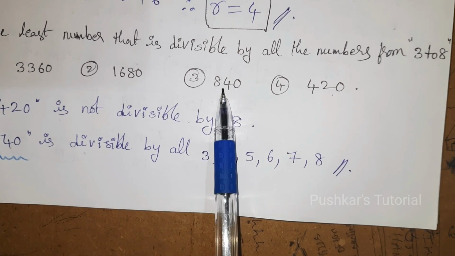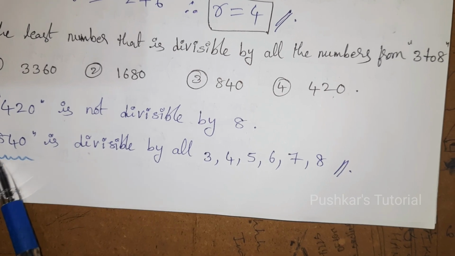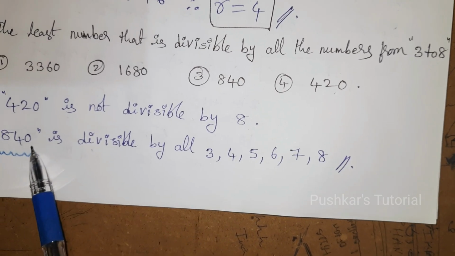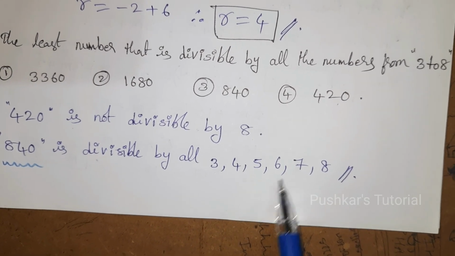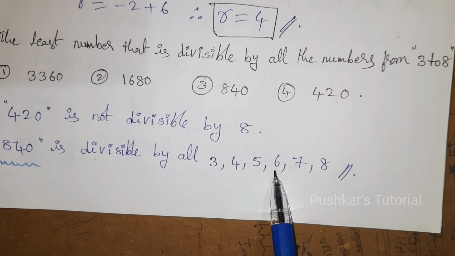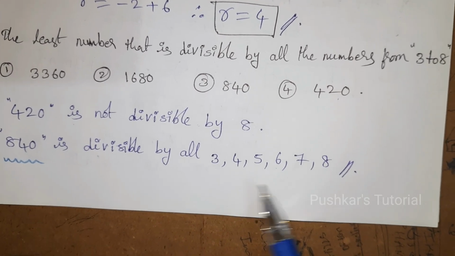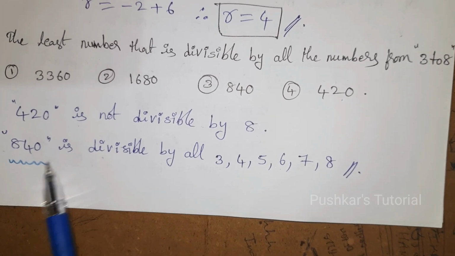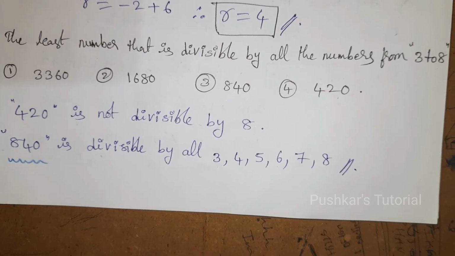Next, the least number is 840. So we will check 840. 8 plus 4 is 12, so it is divisible by 3. The last two digits, 40, are divisible by 4. The last digit 0 means it is divisible by 5. And it is divisible by the 3 table as well as the 2 table, so divisible by 6. 840 also goes in the 7 table, and it goes in the 8 table also. So the answer is the third option, 840.